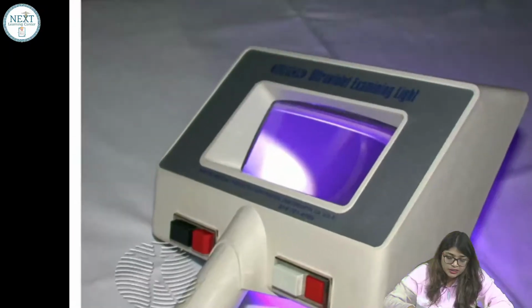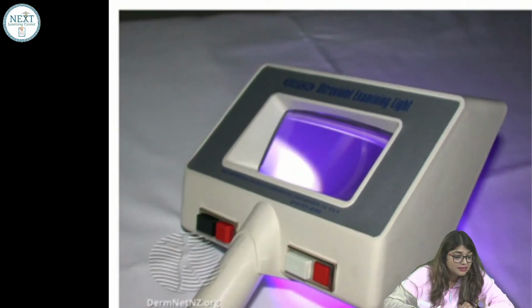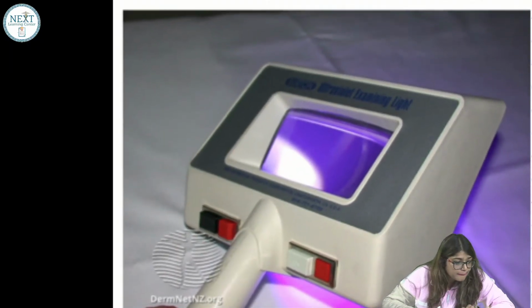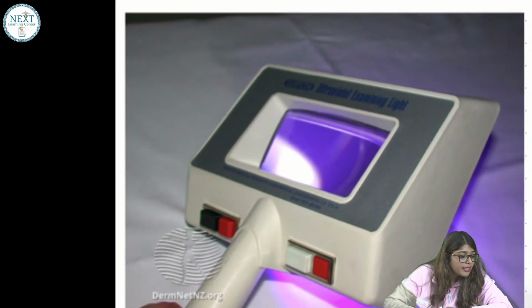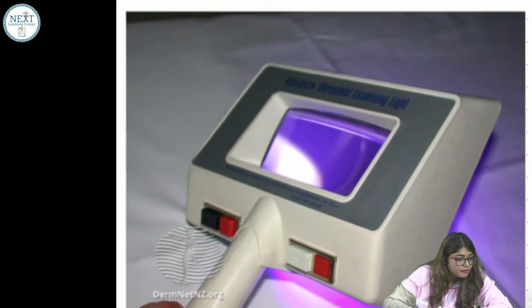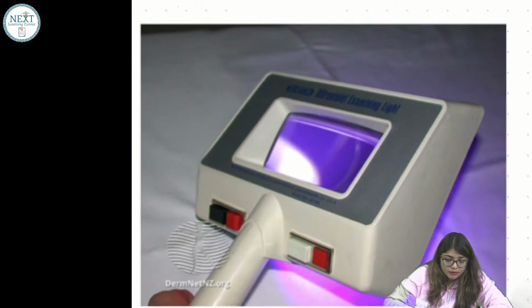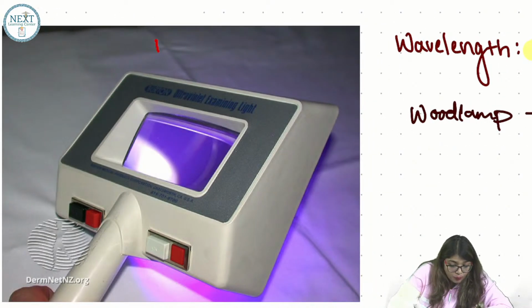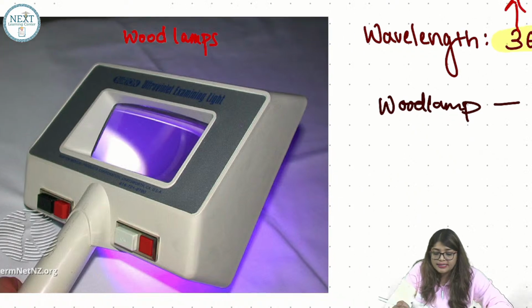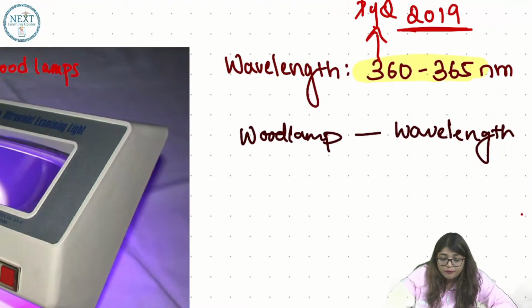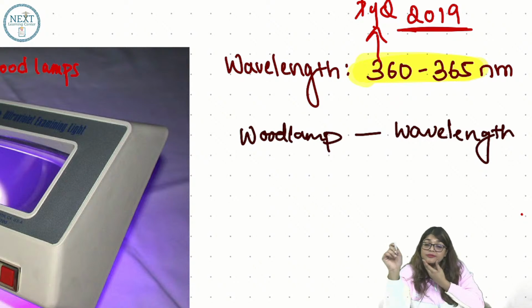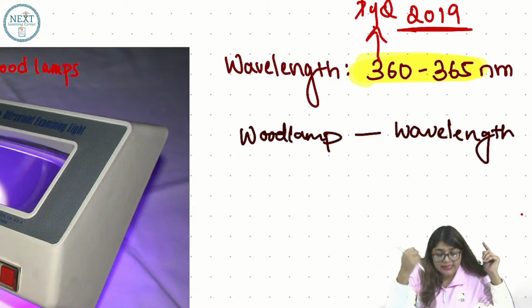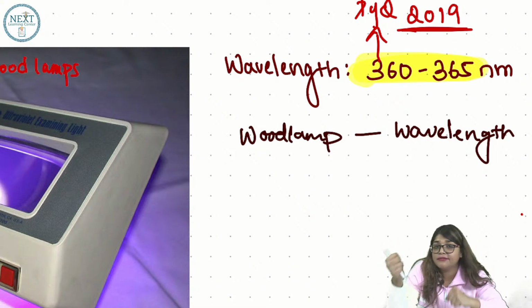On Wood's lamp, what image is this? Can you tell me about this? So yes, this is your Wood's lamp. Very good. And once in our exam, the wavelength of Wood's lamp was asked. Okay, what is the wavelength? Everybody say it with me. It is 360 to 365 nanometer.